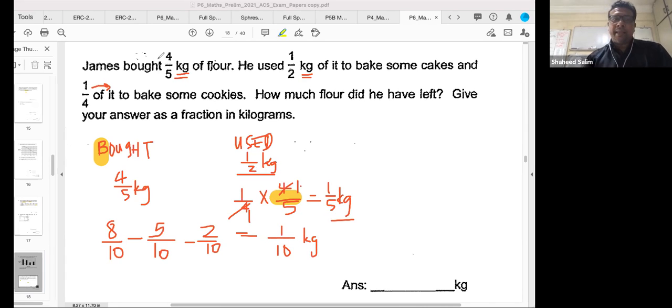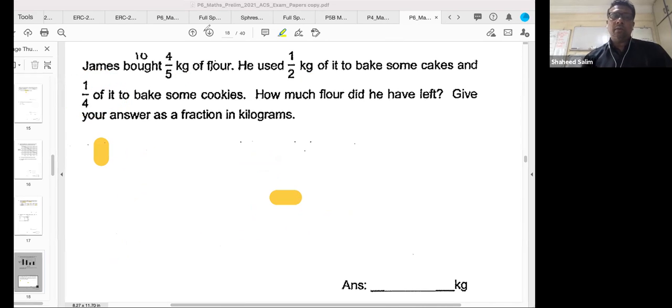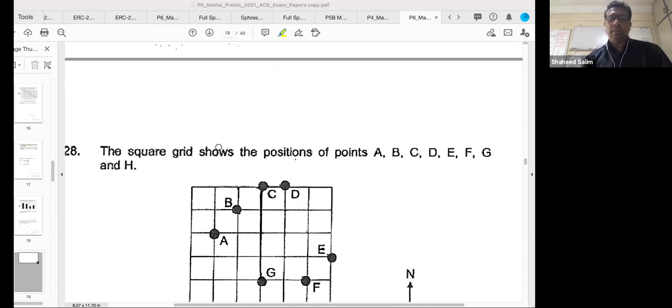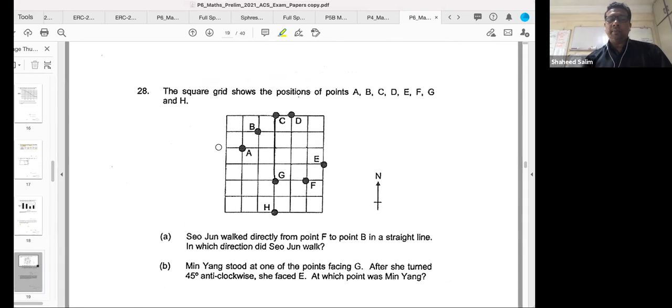So your mistake, I think, is here. Some of you assume it's kg. There's no kg here. It's quarter of this. So you must find what quarter of that is. Here we go. Okay, number 8.